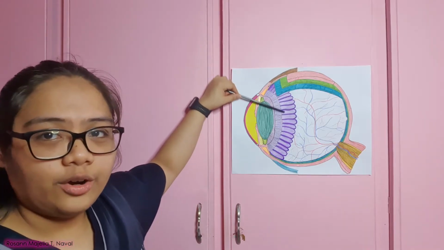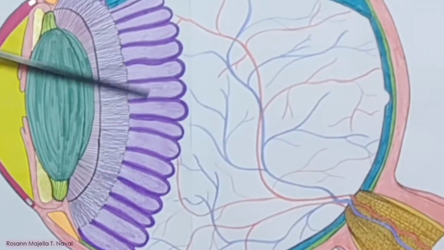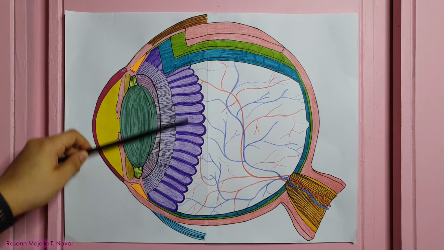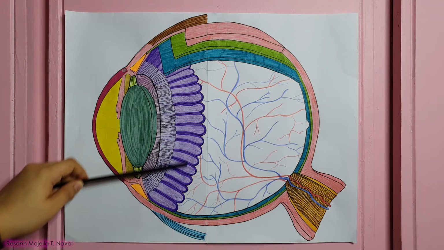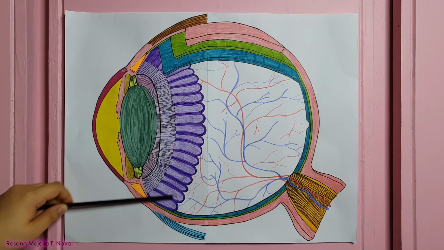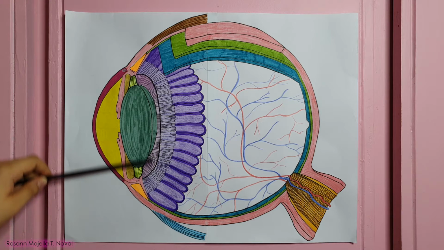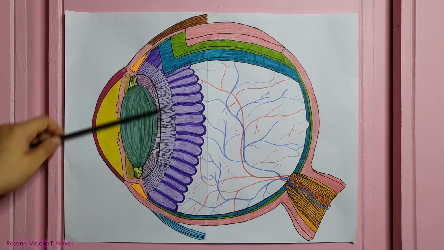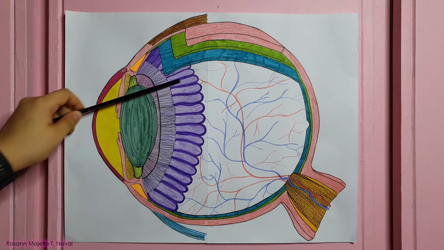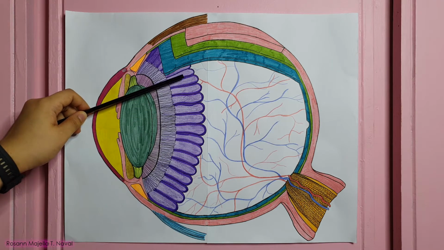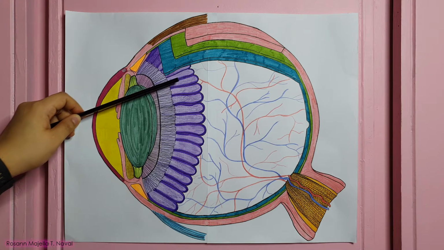This is the ora serrata. The ora serrata is a peripheral termination of the retina and lies approximately 5 millimeters anterior to the equator of the eye. It is a serrated junction between the retina and the ciliary body. This junction marks a transition from the simple non-photosensitive area of the retina to the complex multi-layered photosensitive region.